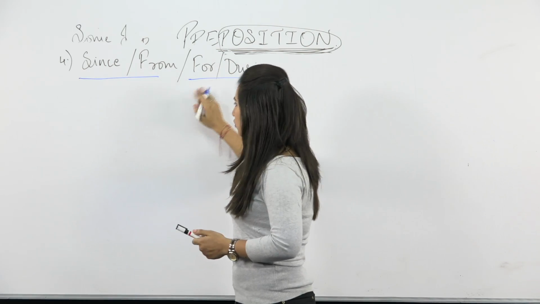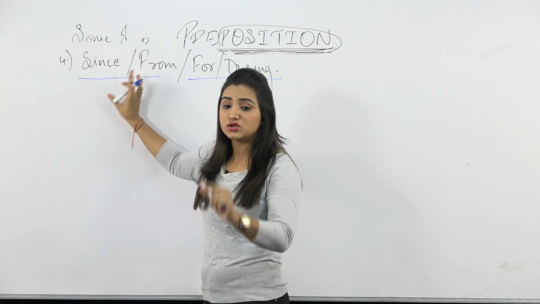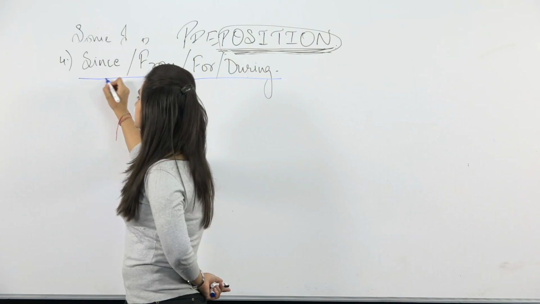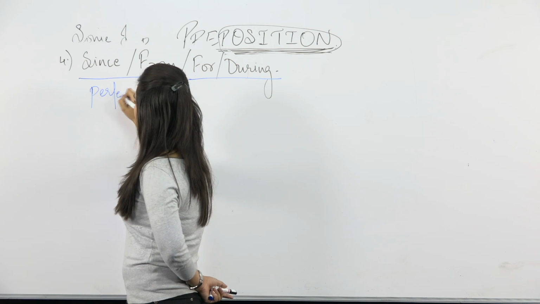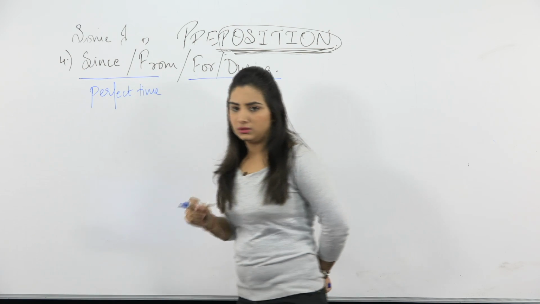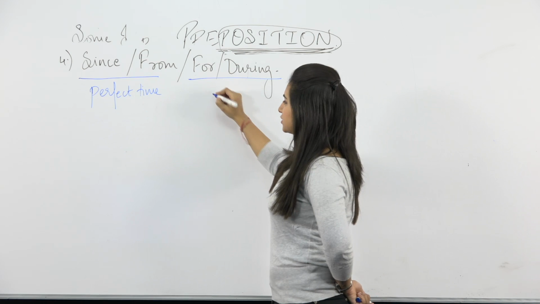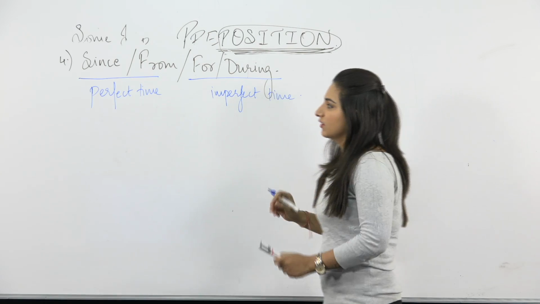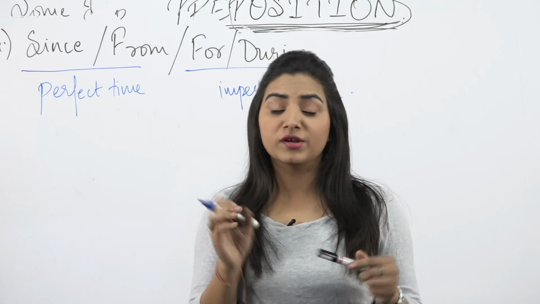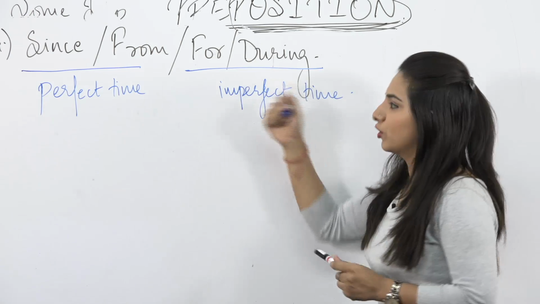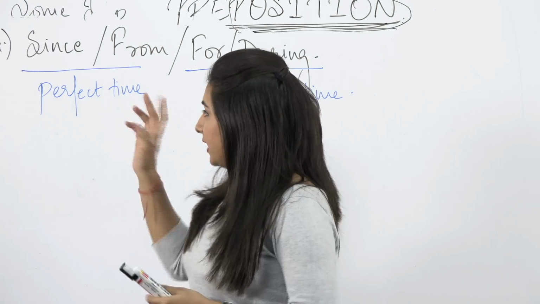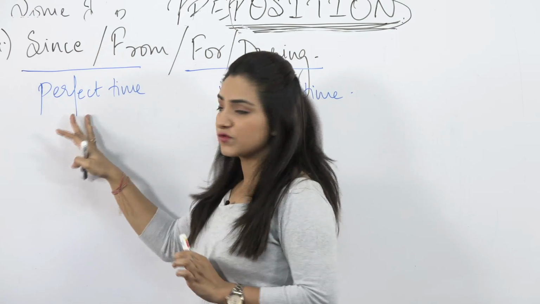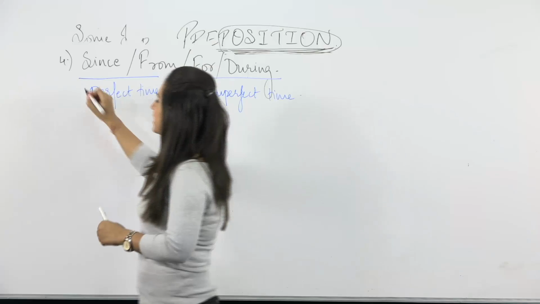If we take them as a group, what is the meaning of since and from, where are they used, and where are for and during used? Now since and from are used when we have perfect time, right? And for or during is used when we have imperfect time. When we are sure of the time, then we'll use since or from. When you're not sure of the time, in that case you'll use for or during. Now tell me where to use since and where to use from.